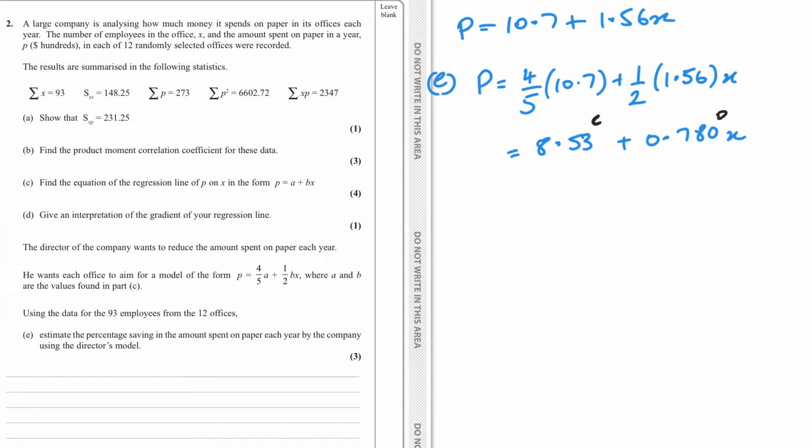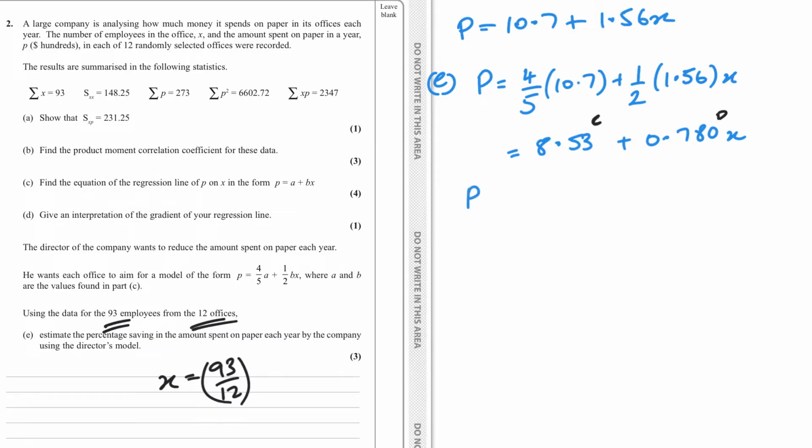And I want those full values. Now, we want to look at the 93 employees, and it's across 12 officers. And we want that kind of average. So for our value of X, it is going to be this 93 over 12.